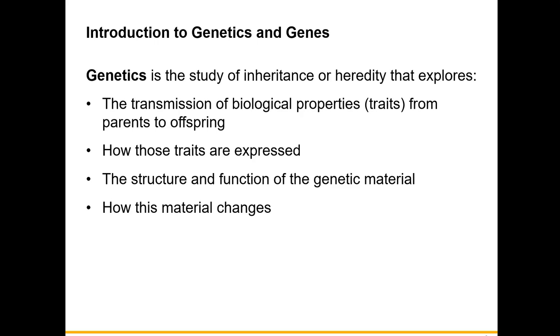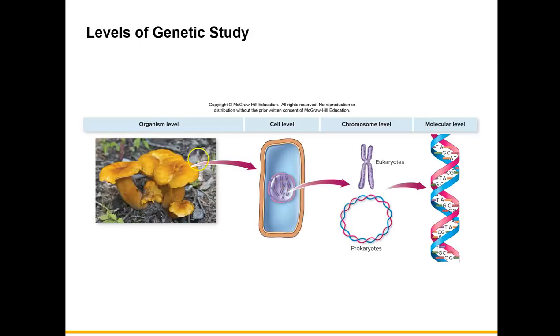So genetics is the study of inheritance or heredity, that explores the transmission of traits from parent to offspring, how those traits are expressed, the structure and function of genetic material, and how this material changes. So at the organismal level, you see an actual physical characteristic. At the cell level, you see the chromosomes, or the cell. And then at the chromosome level, you've got eukaryotes and prokaryotes. And then at the molecular level. So we're going to dive all the way in.